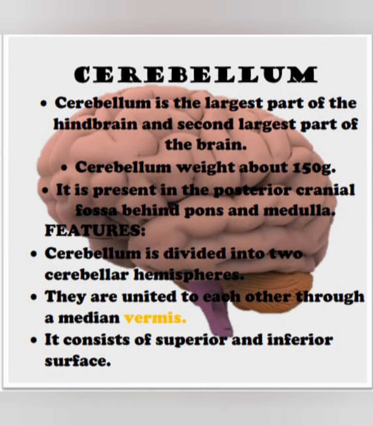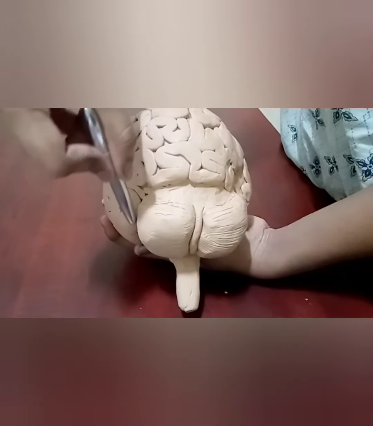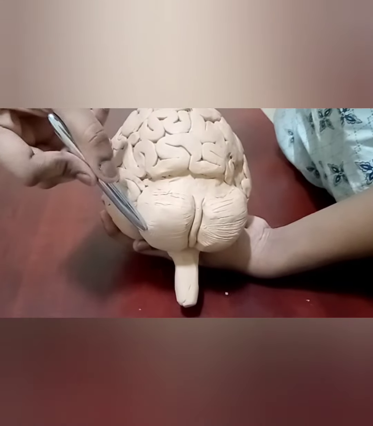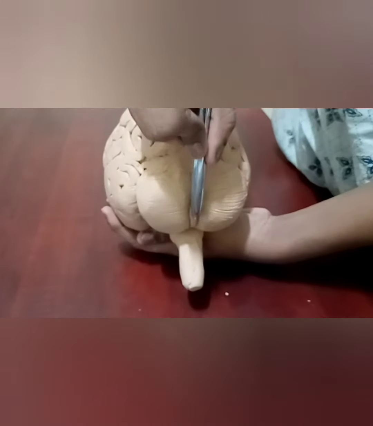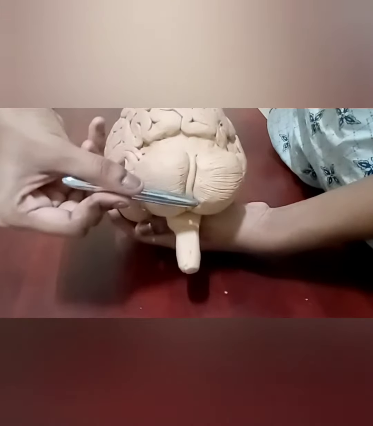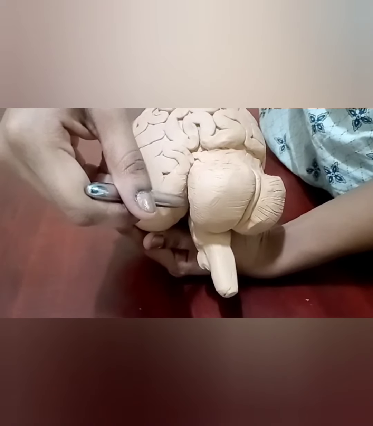Let's discuss the next important part of the brain, which is the cerebellum. Cerebellum is the largest part of the hindbrain and second largest part of the brain. The cerebellum weighs about 150 grams. It is present in the posterior cranial fossa behind the pons and medulla. Some features: the cerebellum is divided into two cerebellar hemispheres by the vermis. It consists of superior and inferior surfaces. This is the cerebellum. It consists of two cerebellar hemispheres, which are united in the center by the vermis. This is the superior surface and this is the inferior surface.